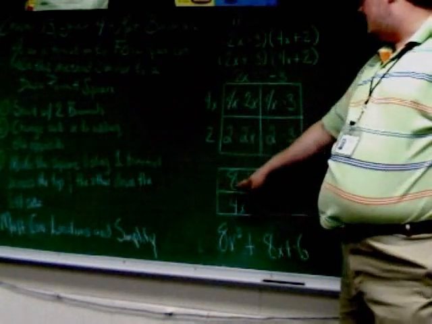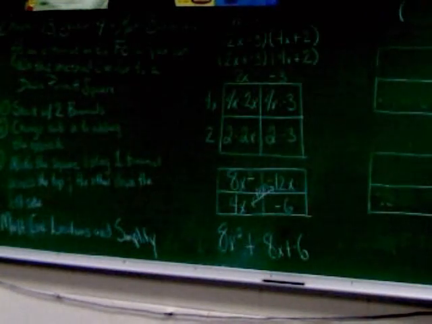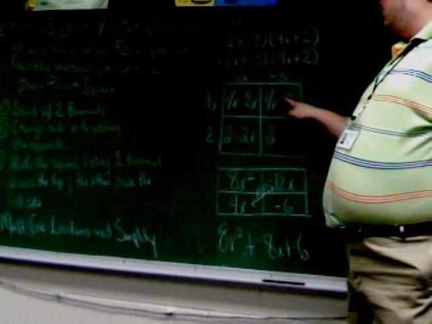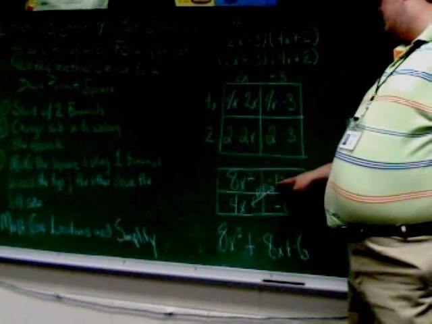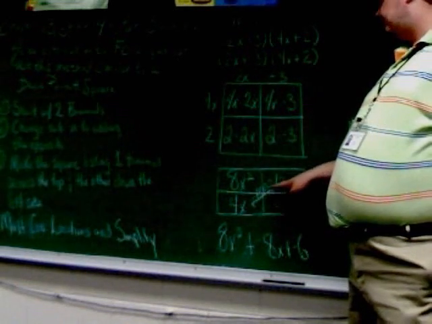4 times 2 is 8. And x times x is, of course, x squared. Remember, those both have exponents of 1, and we add them together. And that's what I wrote there. This box, 4 times negative 3 is negative 12. Stick the x on the end, negative 12x.